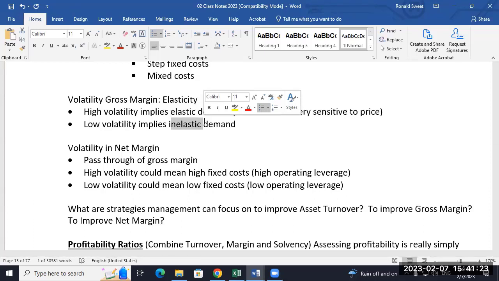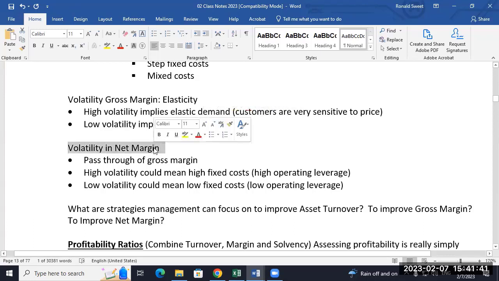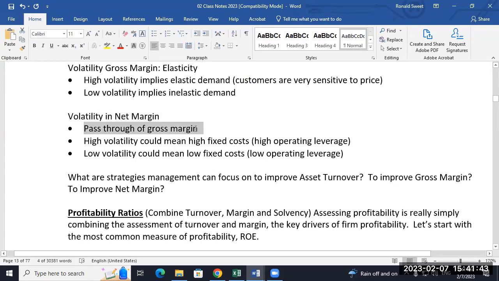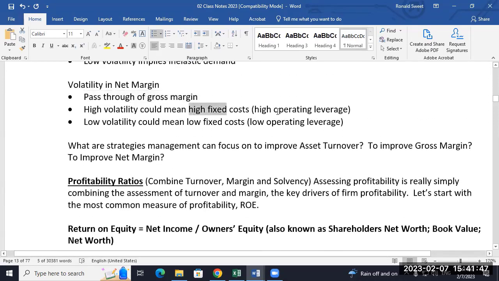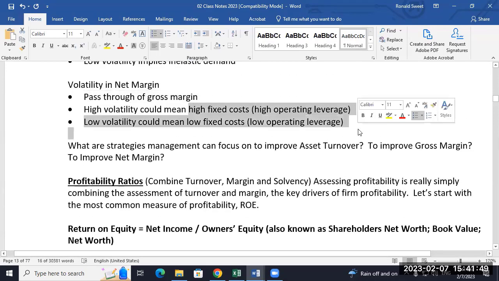Smokers, if they're addicted, you increase your prices 5%. They have their brand. They're going to keep buying it no matter what. Inelastic demand. Why do governments like taxing cigarettes? They say it's because they don't want people smoking. Why do they really do it? Because people keep smoking and they get a lot of tax off of it, right? Because it's inelastic demand. Volatility in net margin: you pass through whatever's in the gross margin, that inelastic or elastic demand. And then it also reflects your fixed costs and variable costs.